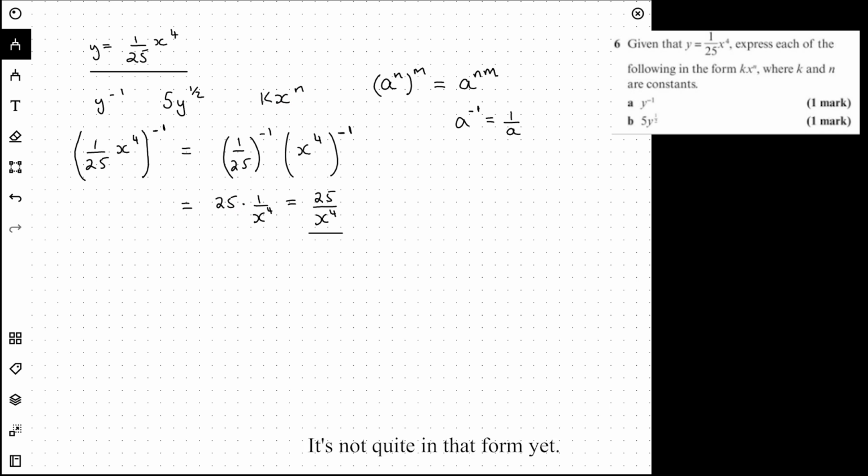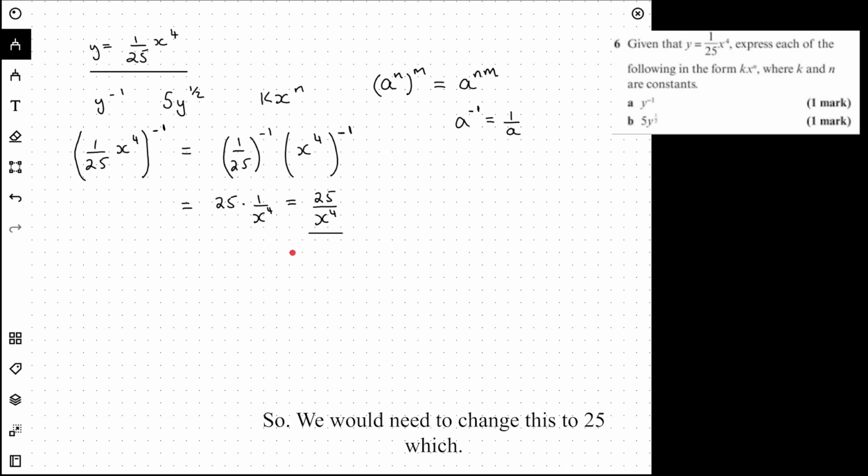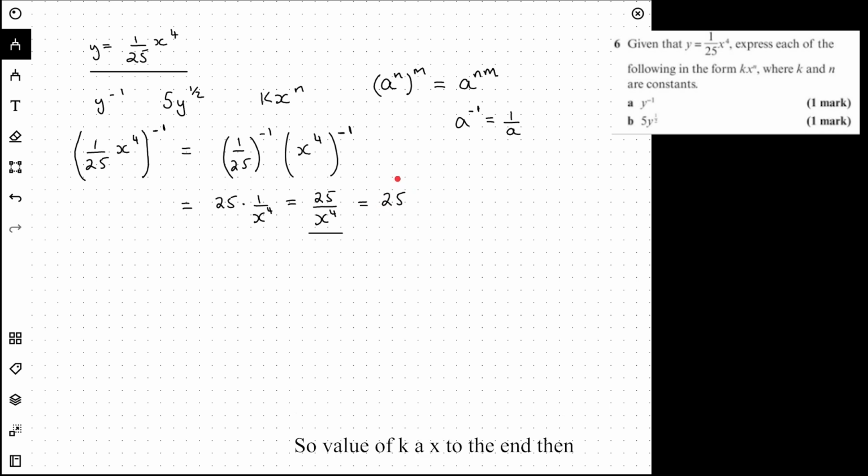And let's just check we've got this in the form of kx to the n. It's not quite in that form yet, so we would need to change this to 25, which is our value of k, and x to the n then is x to the minus 4. This is another way of rearranging this. Okay, so the next bit here would be 5y to the half.